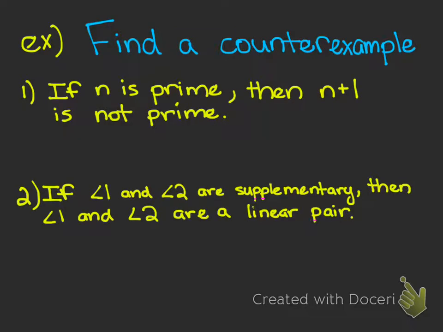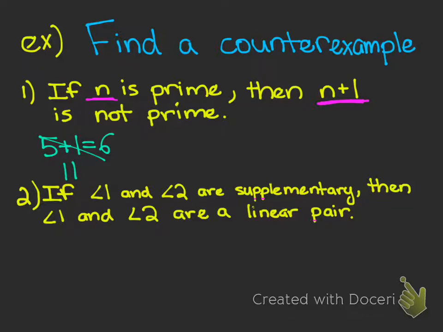So for instance, let's look at a few examples of those. I'm going to find a counterexample of this. The first question is, if n is prime, then n plus 1 is not prime. So we want to find something that proves that statement not true. So let's just look at a few prime numbers. We have 5. 5's prime. 5 plus 1 is 6. That's not prime. So that's not a counterexample. That won't work because it actually proves the statement true. So let's look at something else.